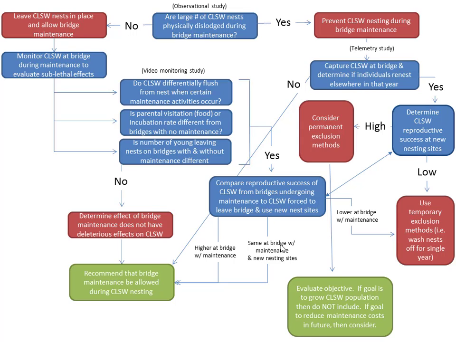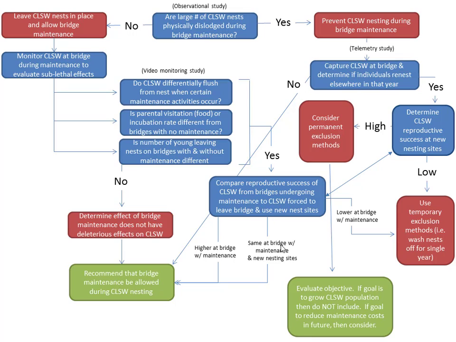Go out there and let somebody do bridge maintenance with the cliff swallows underneath. If all the nests fall off, that's bad. We probably should keep them off and let them try to go somewhere else. But let's say the nests stay there. Well, if the nests stay there, then let's go look at sublethal effects. Did the chicks get disturbed more often? Are the nestlings coming out in worse body condition? Is the number of young leaving the nest a problem? And that might answer a question.